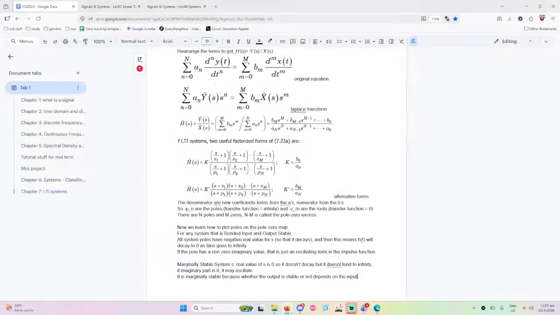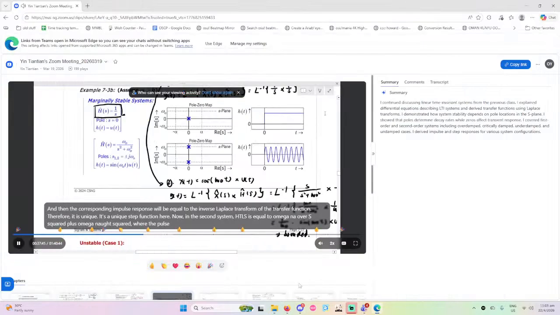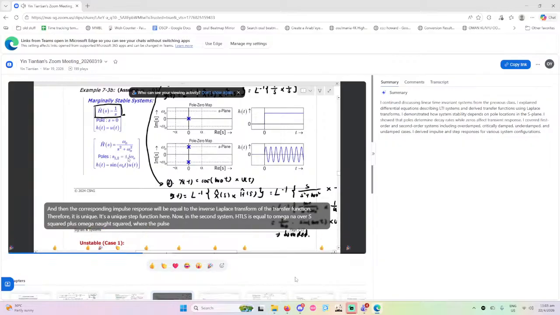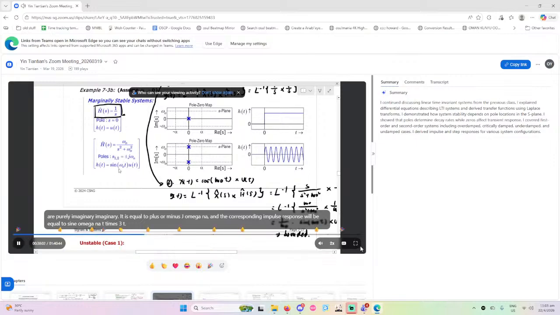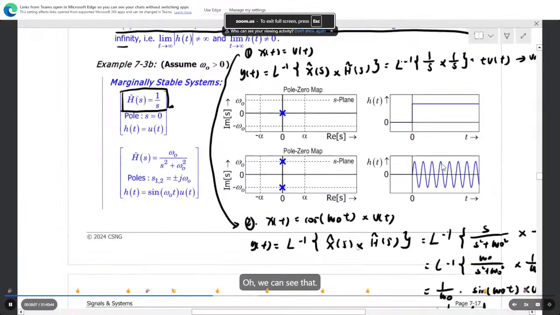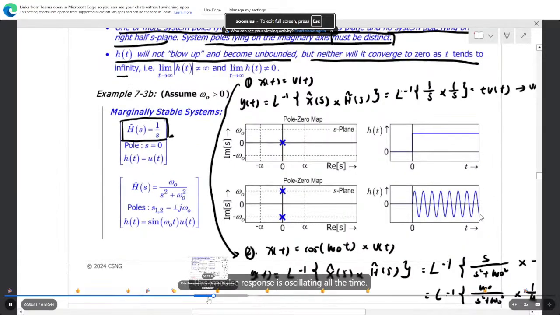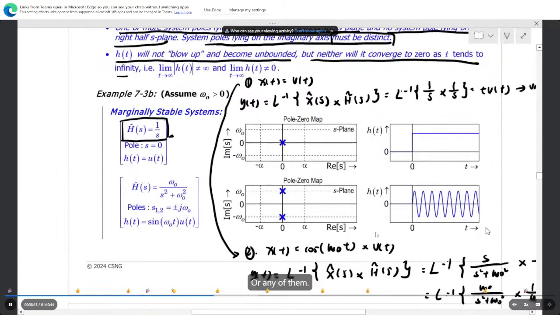And then the corresponding impulse response will be equal to the inverse Laplace transform of the transfer function. Therefore, it is a unit step function here. Now, in the second system, H(s) is equal to omega naught over s squared plus omega naught squared, where the poles are purely imaginary. They are equal to plus or minus j omega naught, and the corresponding impulse response will be equal to sine omega naught t times u(t). So we can see that this impulse response is oscillating all the time. It does not converge to 0 or any value.